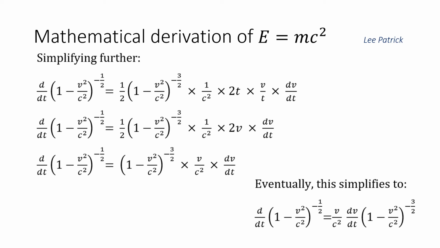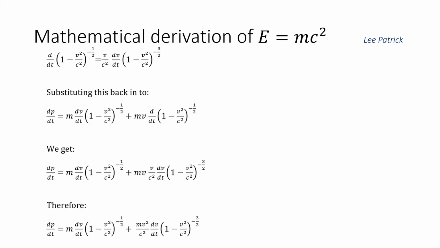Eventually, this simplifies to d by dt of (1 minus v squared over c squared) to the power of minus a half equals v over c squared dv by dt (1 minus v squared over c squared) to the power minus 3 over 2. We then return to our original expression, where the section previously highlighted in red, d by dt of (1 minus v squared over c squared) to the power minus a half, is replaced by v over c squared dv by dt (1 minus v squared over c squared) to the power minus 3 over 2.